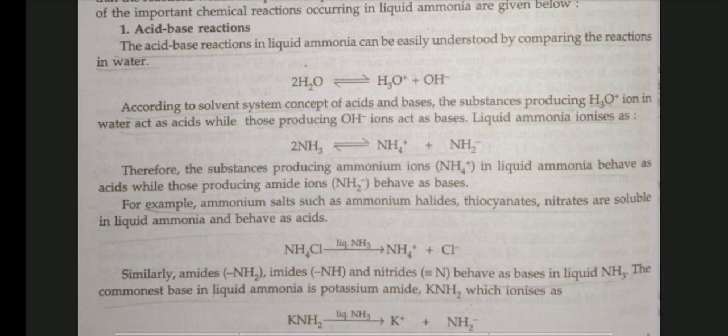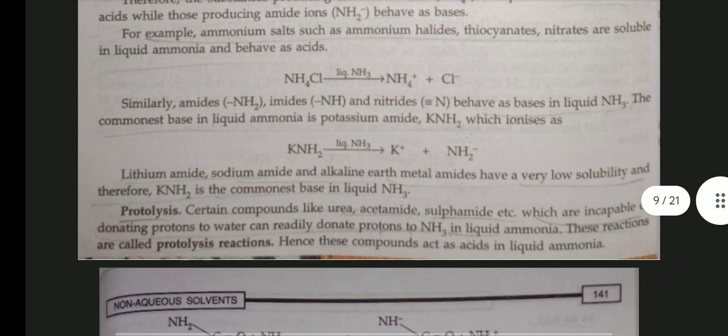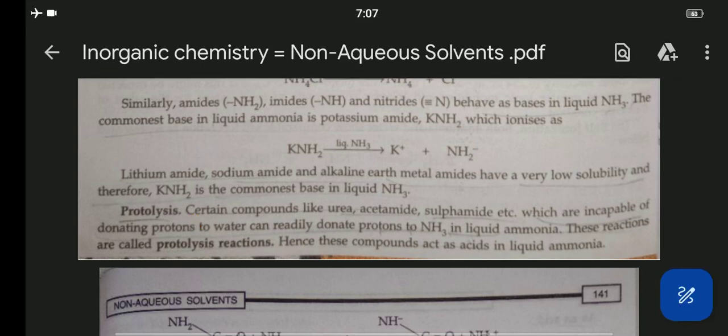Therefore, the substances producing ammonium ions in liquid ammonia behave as acids, while those producing amide ions behave as bases. For example, ammonium salts such as ammonium halides, thiocyanates, and nitrates are soluble in liquid ammonia and behave as acids. Similarly, imides and nitrides behave as bases in liquid ammonia.